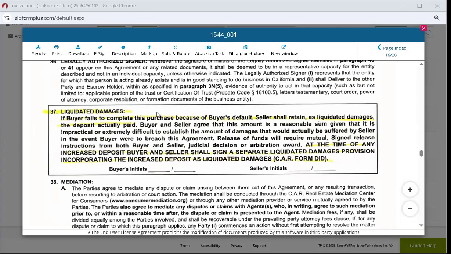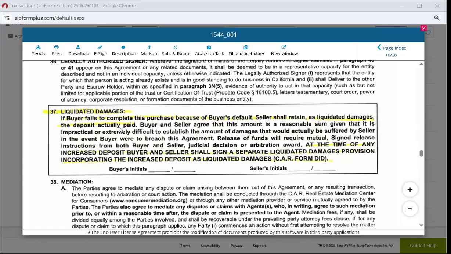So here on liquidated damages, if a buyer fails to complete this purchase because of their default, the seller shall retain as liquidated damages the deposit actually paid. So this isn't like the AIR form where you have to put a figure in the liquidated damages clause, right? It's the amount that you put into escrow. Because remember, we tell you that it's not capped on a commercial. So they kind of cap it here for you. It's the amount already paid as the deposit into escrow.